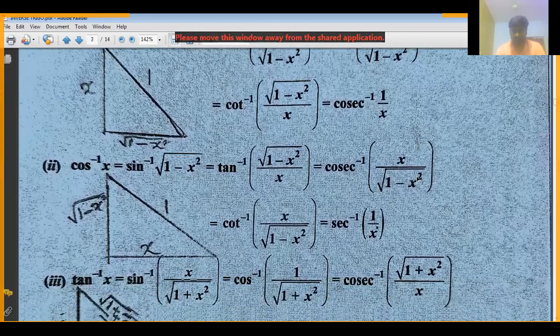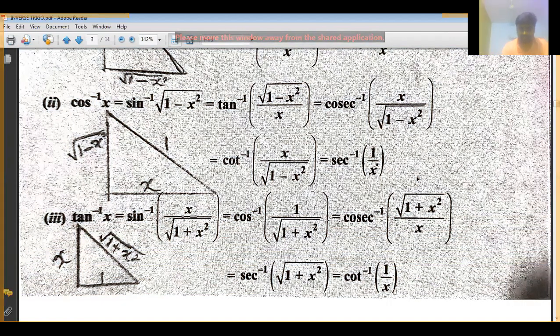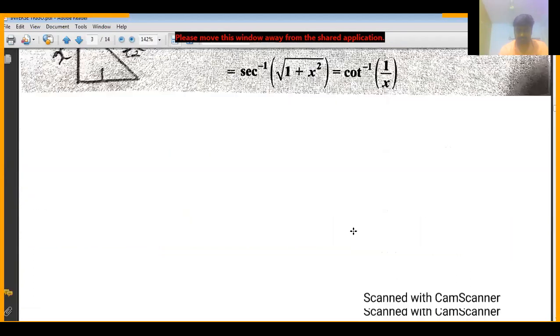Okay. Now see here, tan inverse also we can do. It's very easy to understand. Okay. First tan inverse I'm taking, means x by 1, opposite by adjacent. Then we can write the hypotenuse, root 1 plus x square, root of side square plus side square. Correct? So from this, the remaining 5 inverse trigonometric functions I can write. Clear?